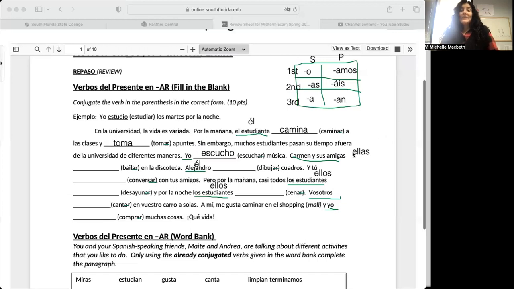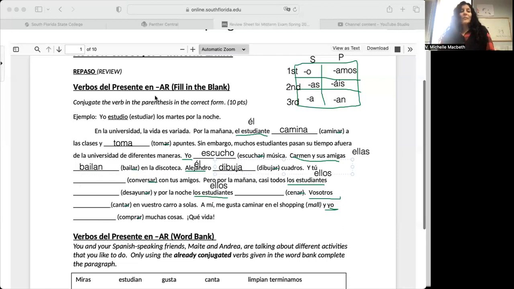Carmen y sus amigas, and what verb tense with that? Ellas. Okay, so let's write the root, which is B-A-I-L, bail. And then if that's a third person plural, then we're going to write A-N, right? Bailan, ¿no? En la discoteca, Alejandro, so let's write our root, which is dibuj, okay? And, all right, so we have an él, so again, third person singular, so it's going to be dibuja, ¿no?